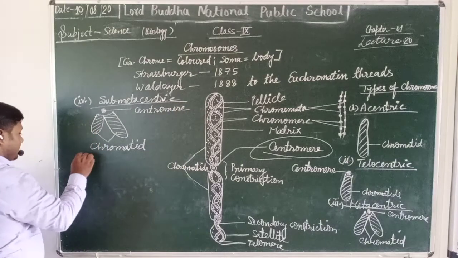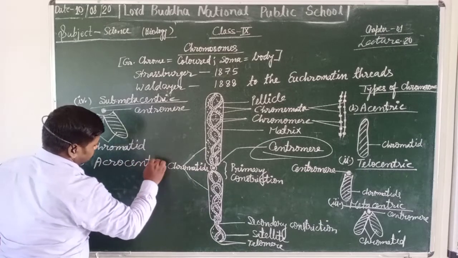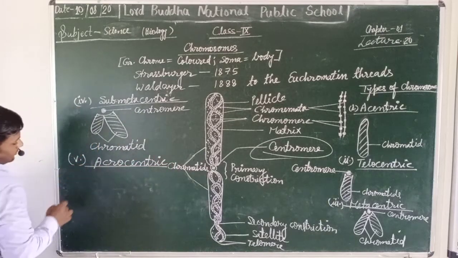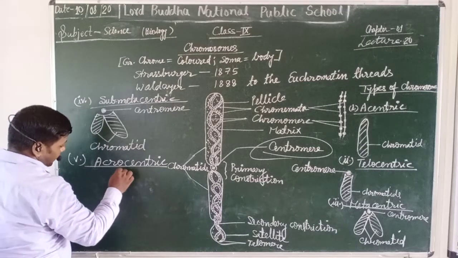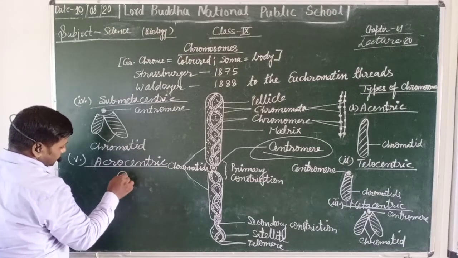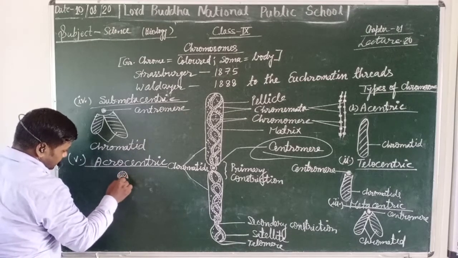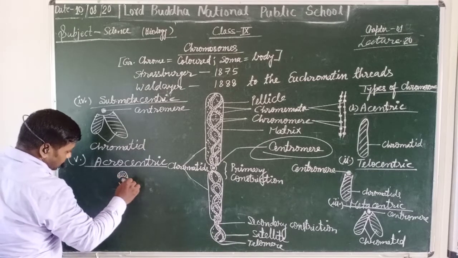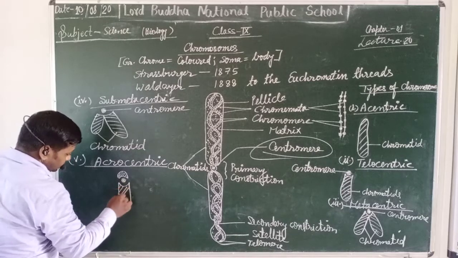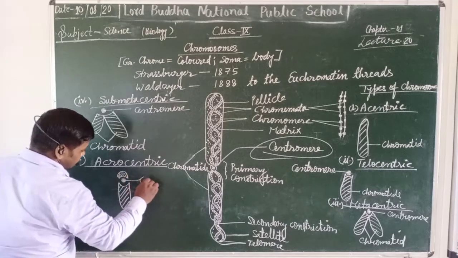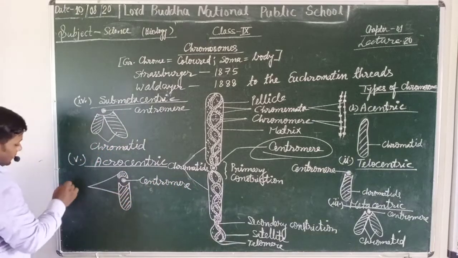And the last one is acrocentric. Acro means a very small subpart of a chromosome. As you can take this chromatid as a subpart, and the other part of the chromatids is like this. This is the centromere and these are the chromatids.